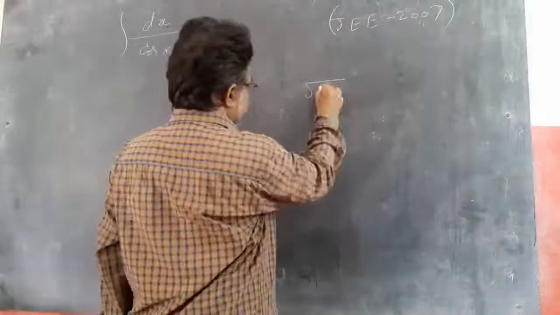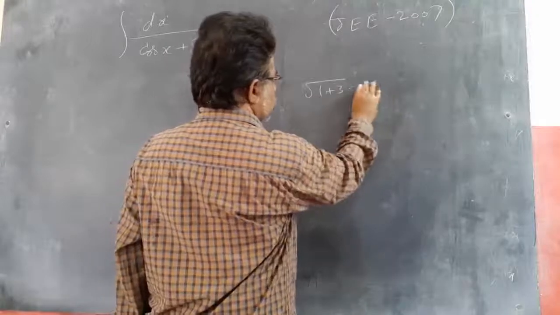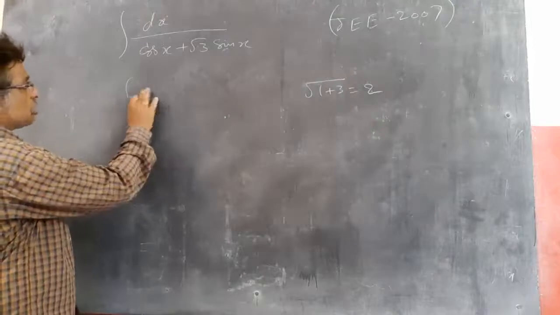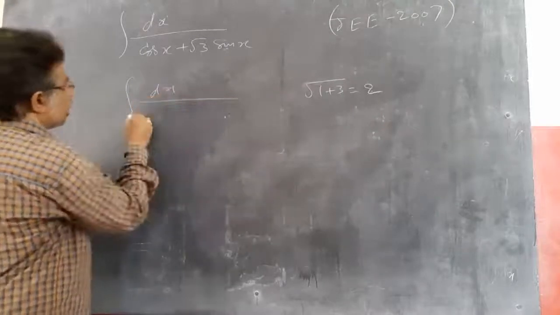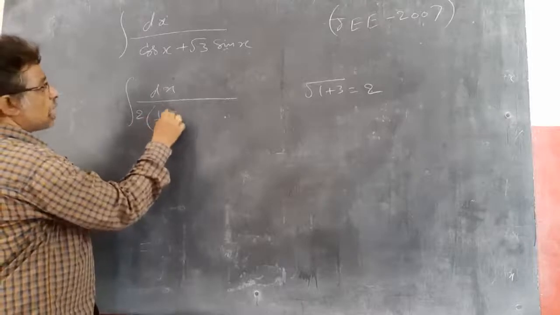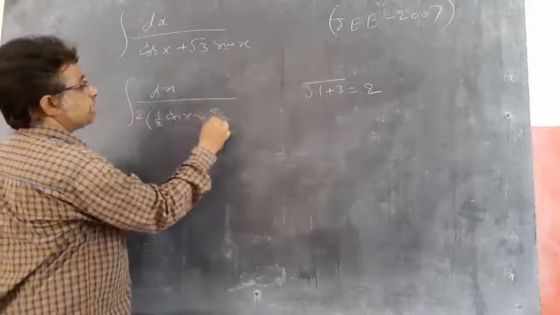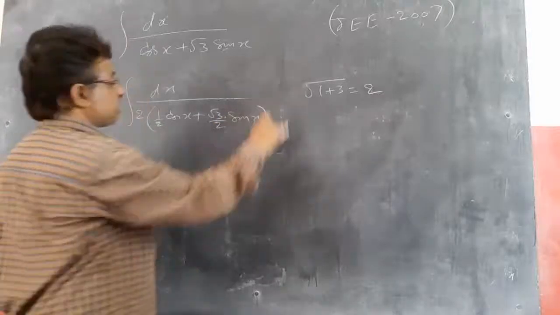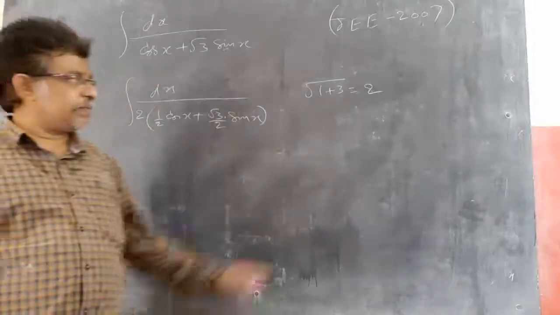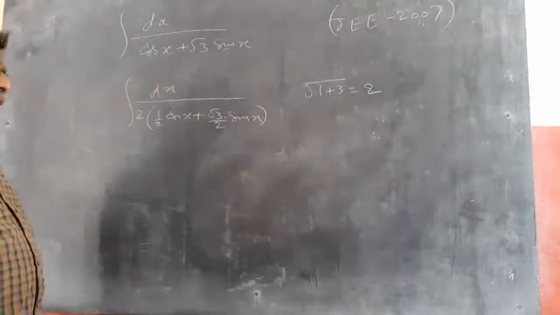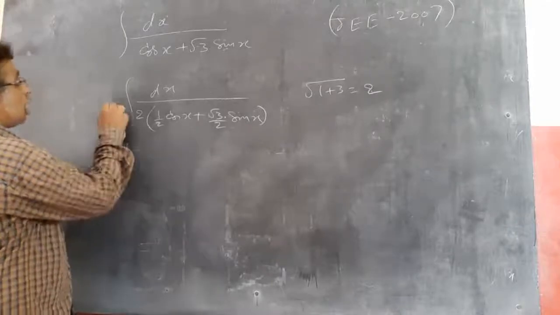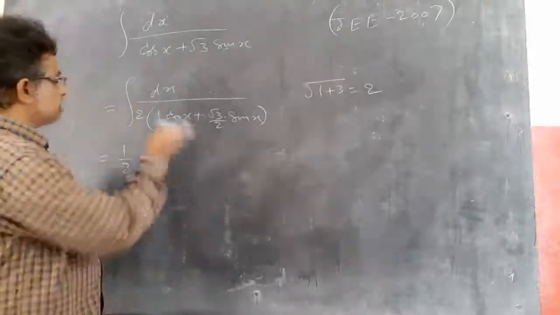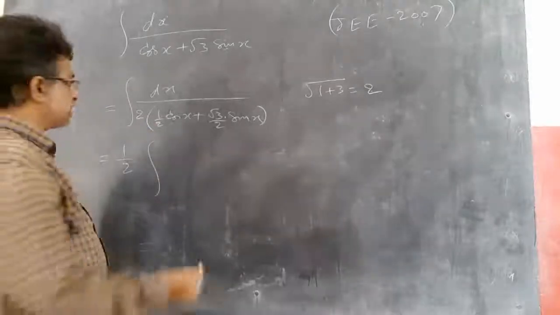Here root of 1 plus 3, root 4, is 2. So multiplying numerator and denominator with 2, it becomes dx by 2 into 1 by 2 cos x plus root 3 by 2 sin x. Whenever you find a sin x plus b cos x, I already told you in first year itself, always you can divide and multiply with root of a square plus b square. I am using that concept first. And the second method is converting into tan, which I already told you in 7 marks. That's why I am changing the method here. So you will be familiar with two methods.